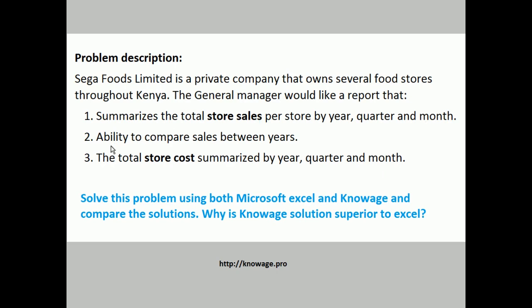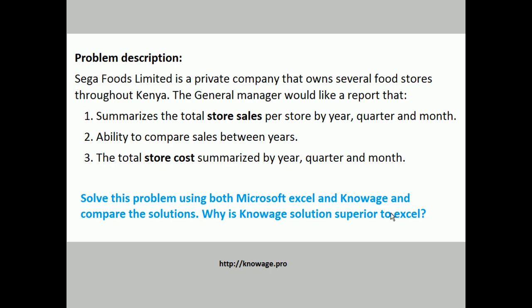Number 2, he wants the ability to compare sales between years. Number 3, he also wants the total store cost. Remember, we have talked about store sales, but now the total store cost summarized by year, quarter, and month. So this is the problem we are going to try to solve. Now we are going to solve it using Microsoft Excel and Knowage and compare the solutions. Then we'll see why Knowage is a superior solution to Microsoft Excel.